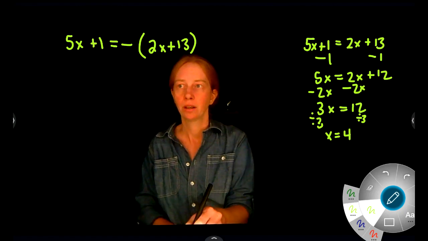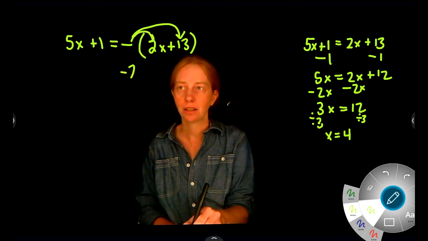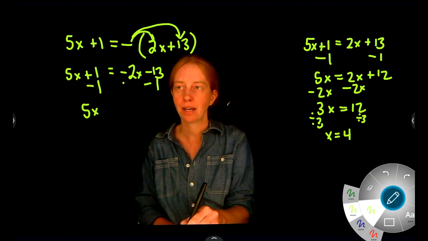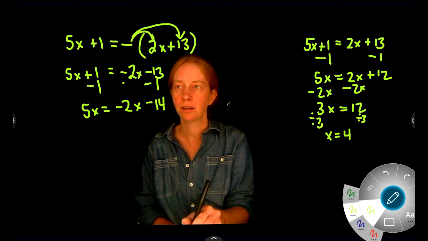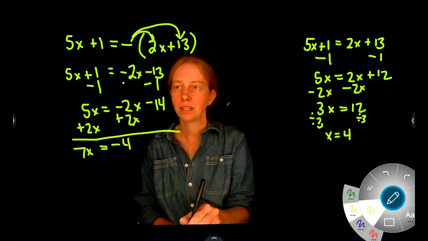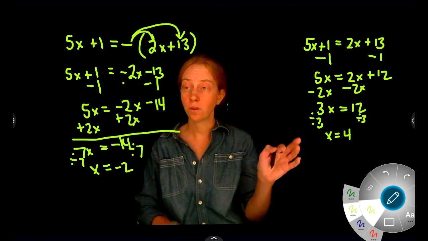We'll check it. Now on this side, I always like to start with distributing that negative. So we have negative 2x minus 13, and we have our 5x plus 1. I'm going to start by subtracting the 1 again. I think that was a useful first step. So I have 5x equals negative 2x, negative 13 minus 1 is negative 14. I'm going to add 2x to both sides. So I have 7x equals negative 14. Divide by 7 on both sides, so x equals negative 2. All right, so those are our two possibilities.